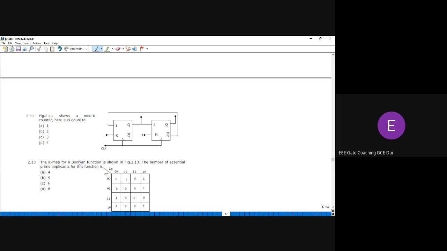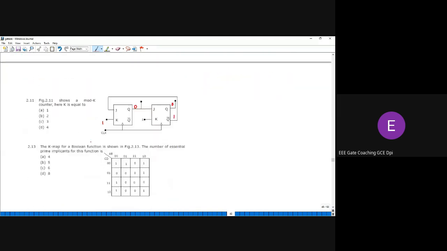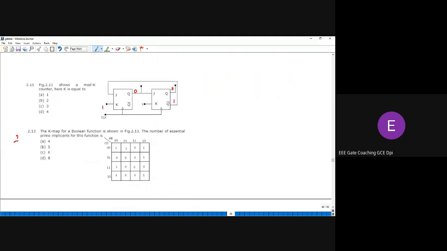So here, suppose my input is 0 0. Here this is 1. Here is this question, and in the next class, 24. Okay, so 24 this year came up. They are asking about the number of essential prime implicants. Yeah, so essential prime implicant, this is the first one.